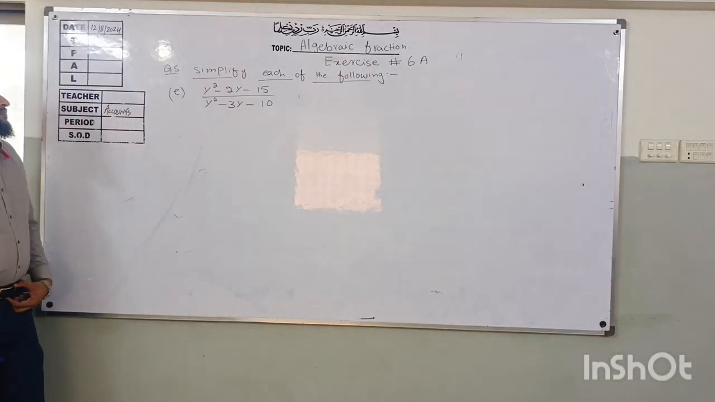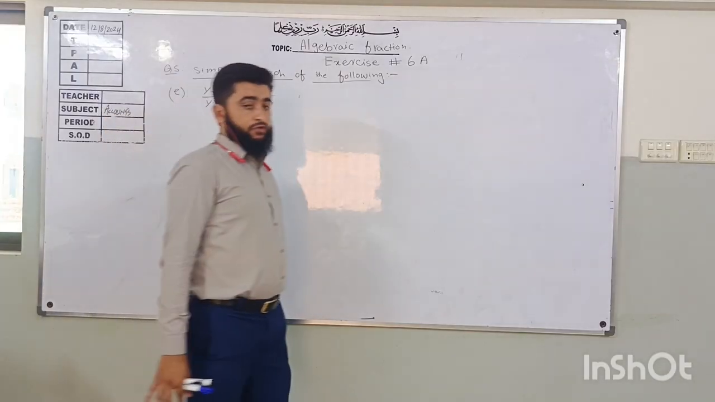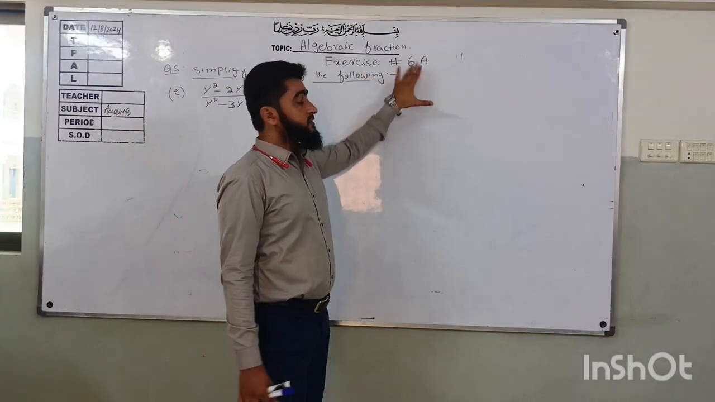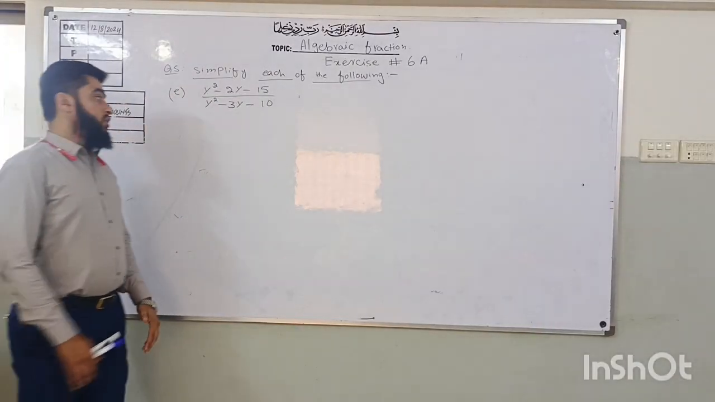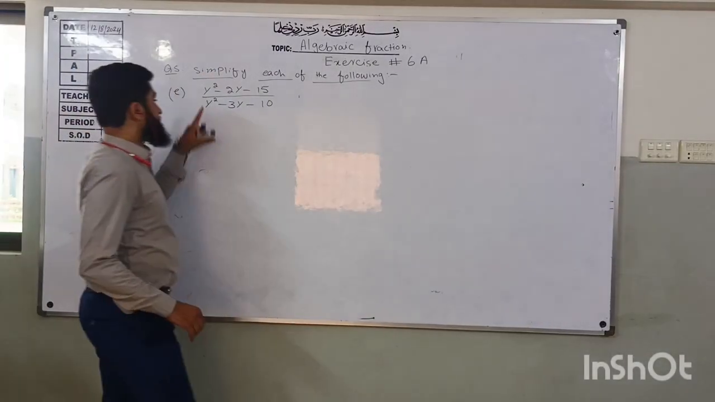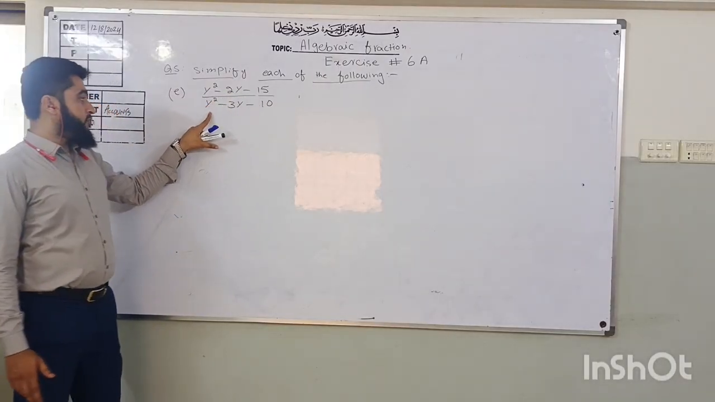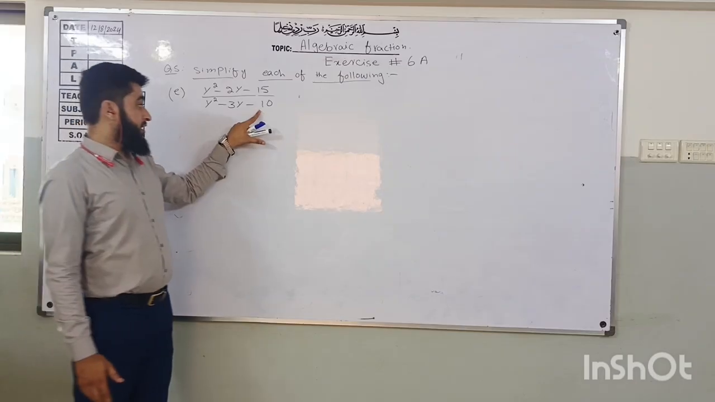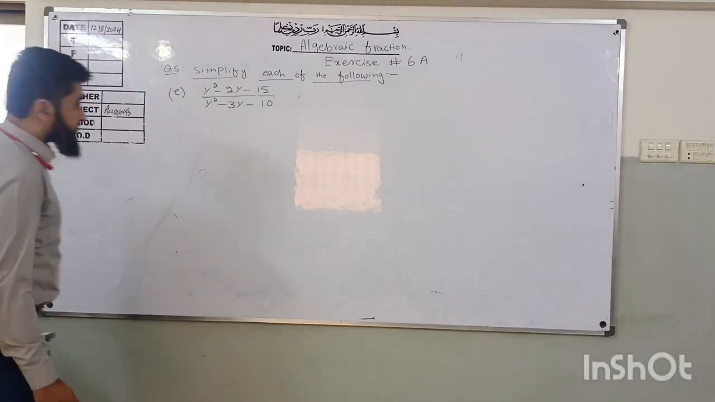Today we will continue from question number 5. Simplify each of the following algebraic fractions, exercise 6A again. So question number 5, part E. Part E is (y² − 2y − 15) upon (y² − 3y − 10). How do we solve this type of expression?